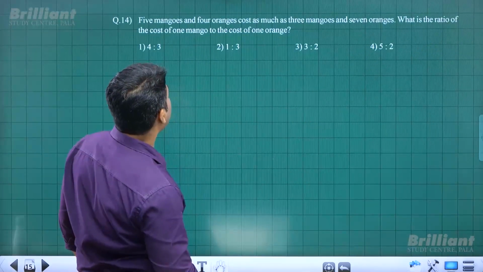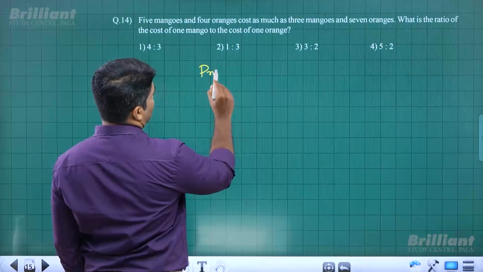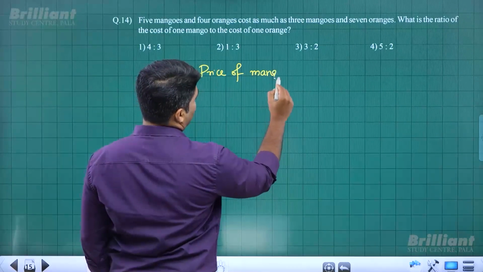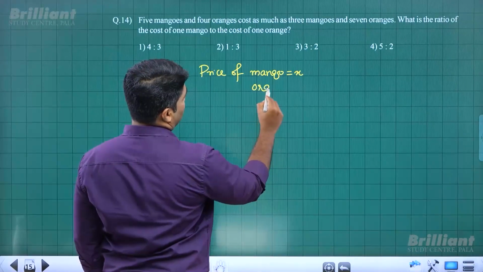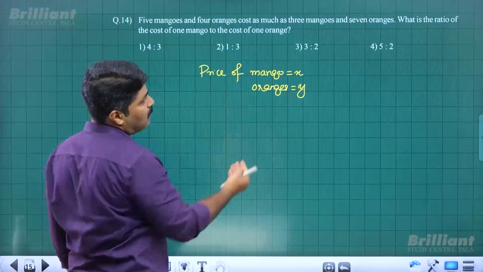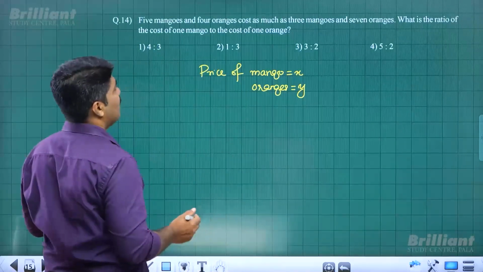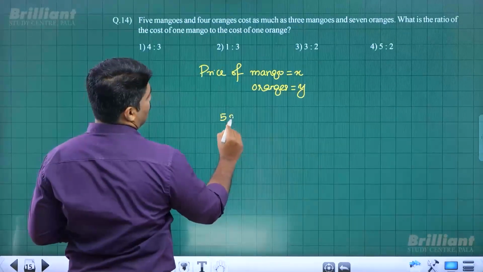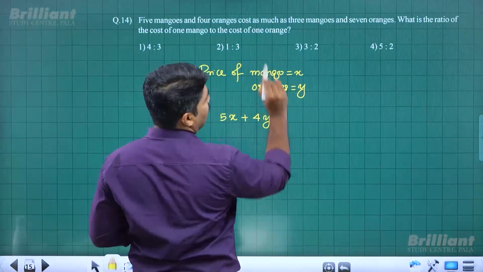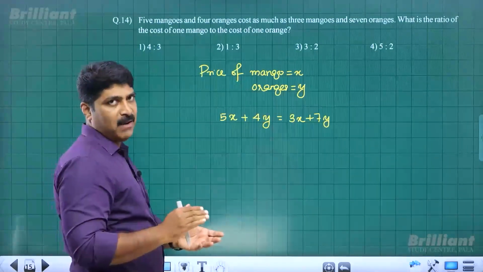Then the next question. 5 mangoes and 4 oranges cost as much as 3 mangoes and 7 oranges. So here we just consider the price of a mango, which we can assume as X, and the price of an orange, that is Y. Either you can put the values as M and O itself, but O will make some confusion, so you may misinterpret O and 0. For that purpose, we are considering X and Y. It is given that 5 mangoes and 4 oranges cost as much as 3 mangoes and 7 oranges. So this is a simple equation with two variables.